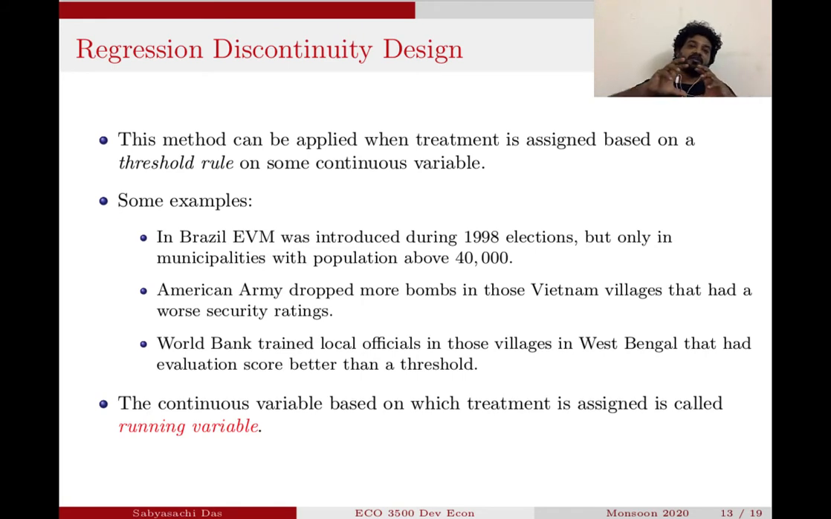And so the hypothesis was that this EVM would increase the percentage of valid votes in an election, and it would disproportionately benefit the people who are illiterate and poor. So that was the hypothesis.